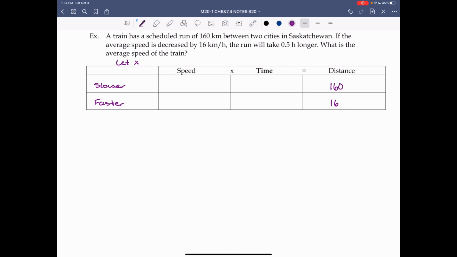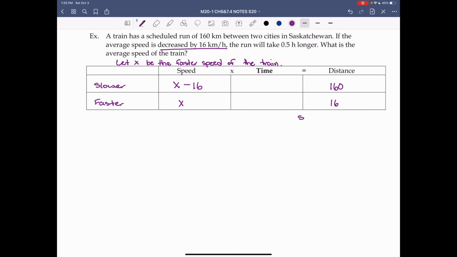Let's let x be the faster speed of the train. So faster speed is x. Then the slower speed, it says if the average speed is decreased by 16 kilometers per hour, so x minus 16. Then we need to determine our time, just like we did on the last question.